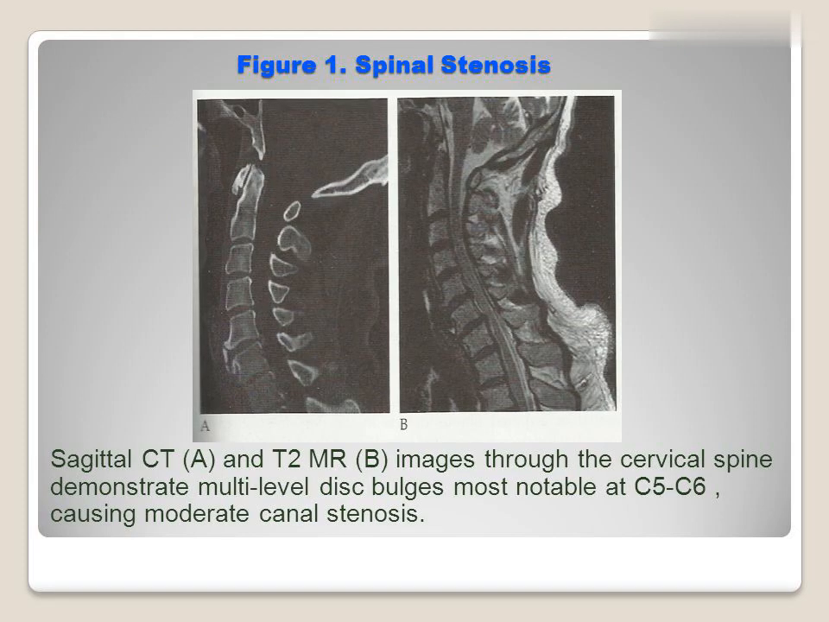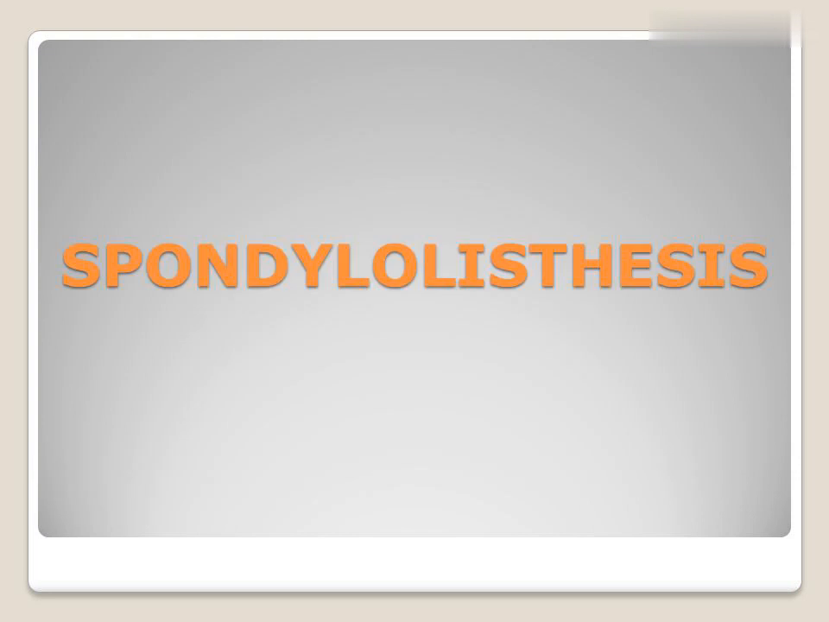Figure 1. Spinal stenosis. Sagittal CT, A, and T2 MR, B, images through the cervical spine demonstrate multi-level disc bulges, most notable at C5-C6, causing moderate canal stenosis, spondylolisthesis.